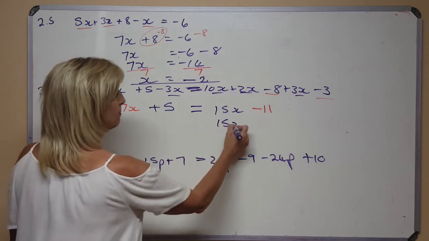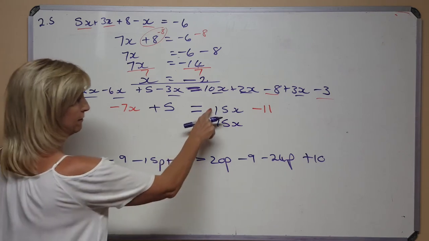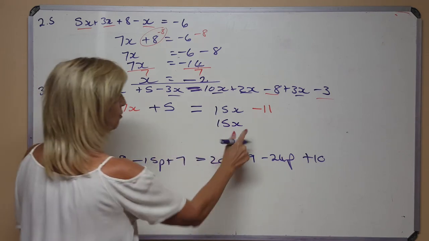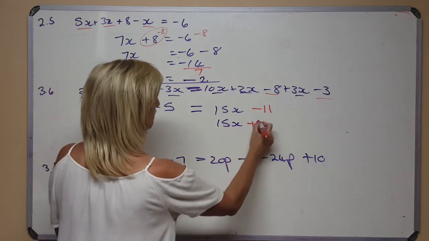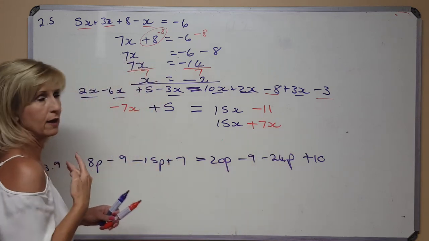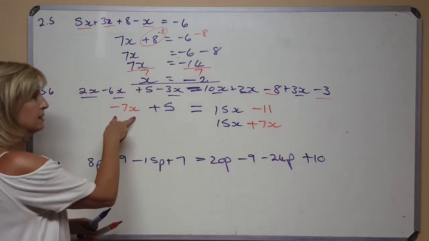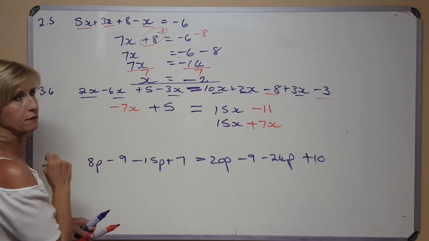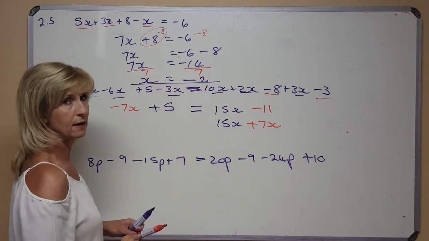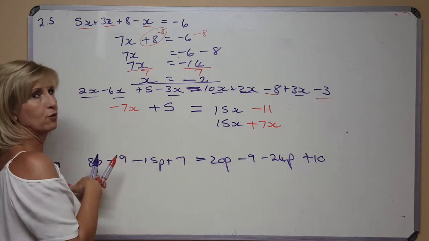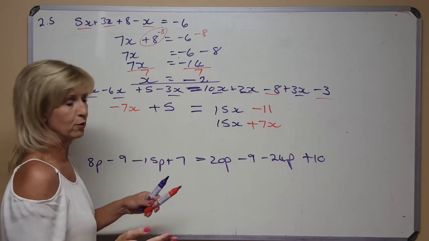I try to keep my terms positive. So if that one's positive and this one comes across and becomes a positive 7x, I like to do that. But there's nothing wrong with saying minus 7x minus 15x and taking the numbers to the other side. Just don't take everything left or everything right, because then you're missing the point.